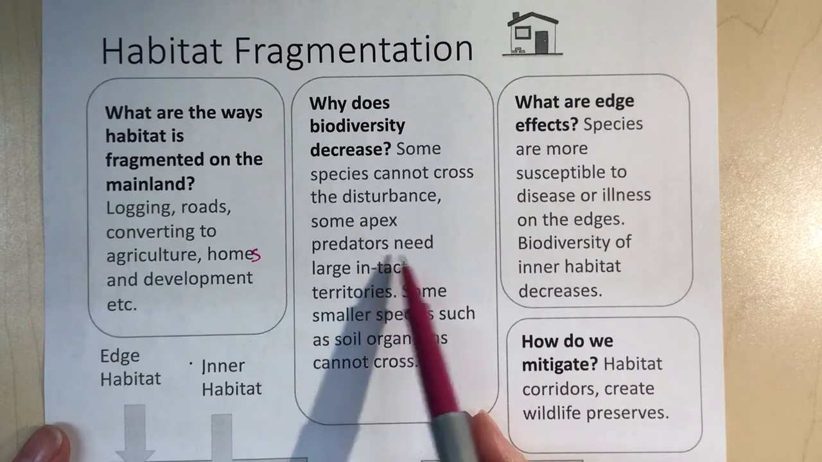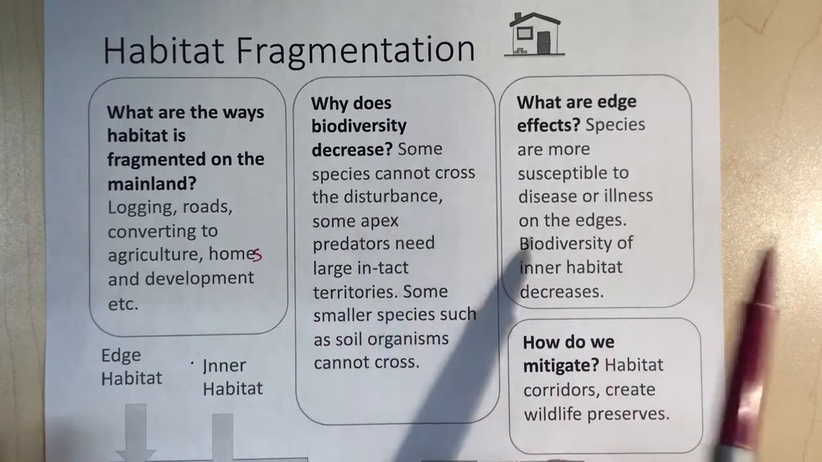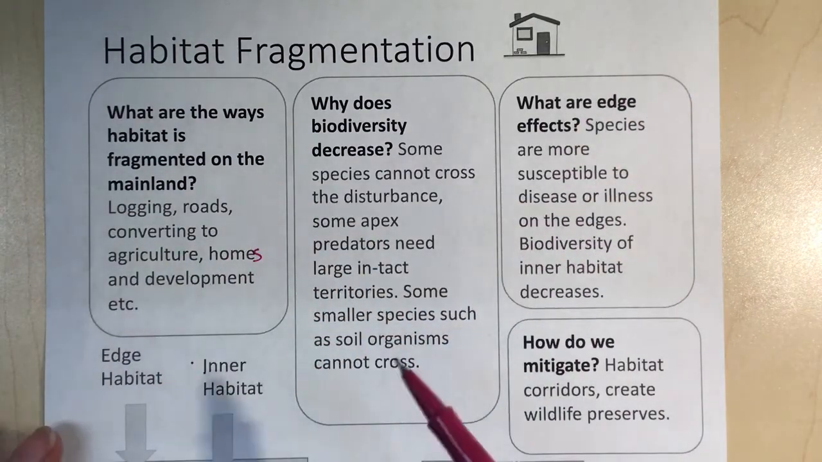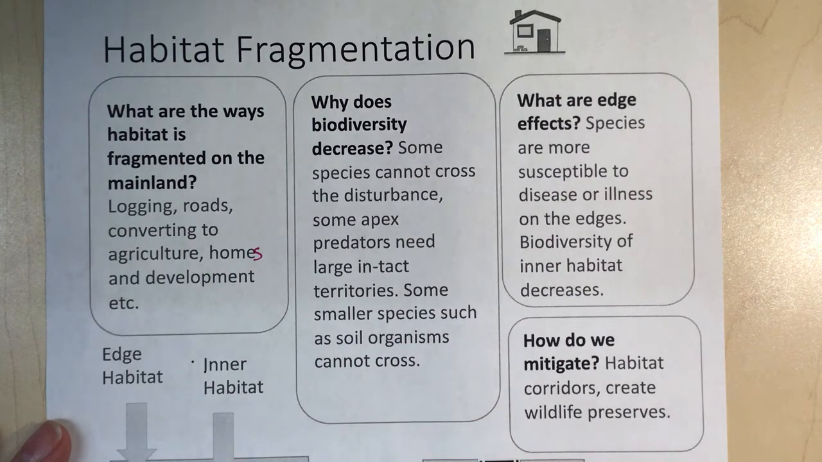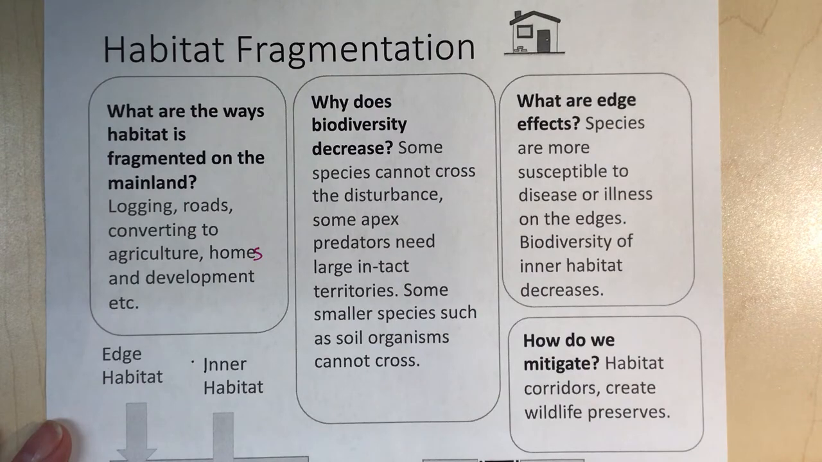Some apex predators need large intact territory, so it has to be intact. Mountain lions are like that. Some smaller species, such as soil organisms, cannot cross a road or anything like that. They could probably go under the road, but not if they're surface soil species.